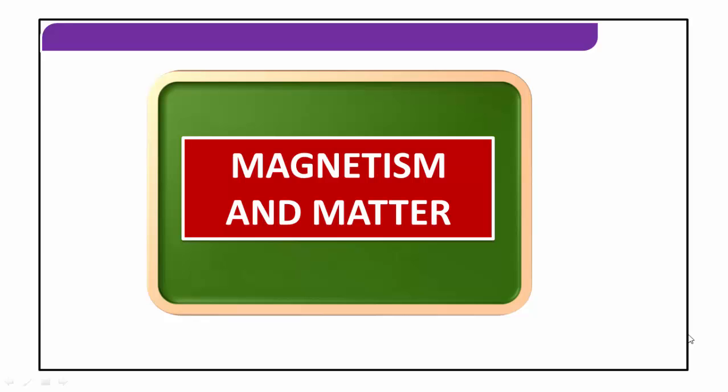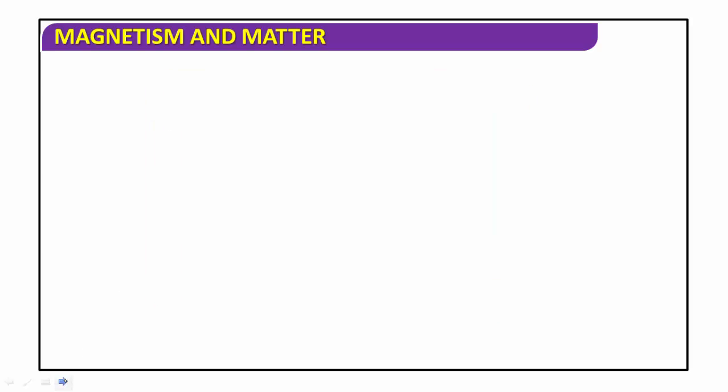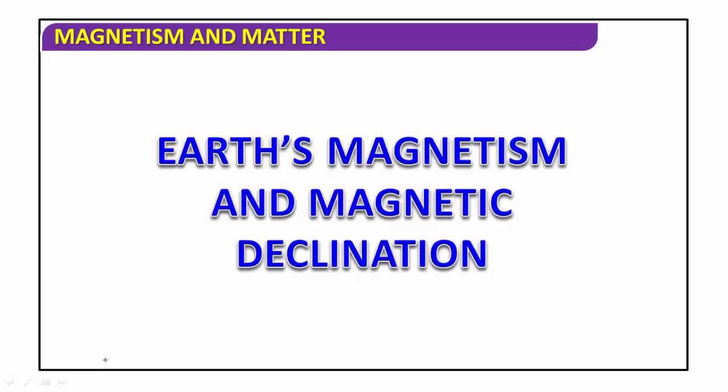Earth magnetism is a separate branch of physics which deals with the study of magnetism of the earth. It is also called geomagnetism. Geo means earth. Earth magnetism is also called geomagnetism or terrestrial magnetism. It is the branch of physics which deals with the study of magnetism of the earth.